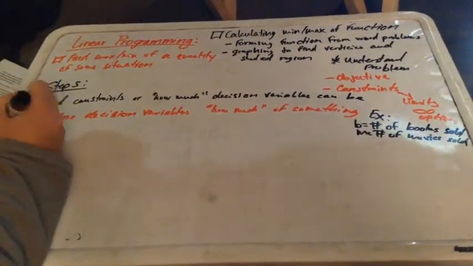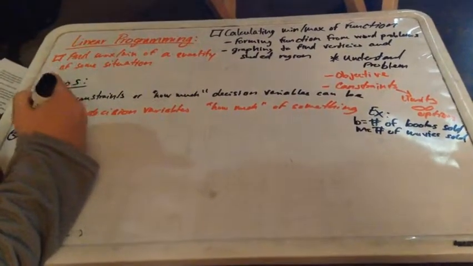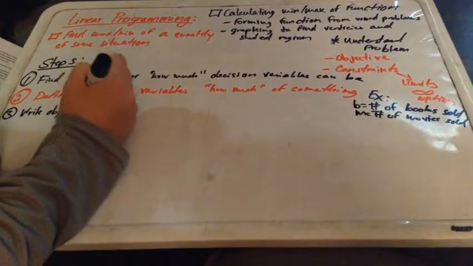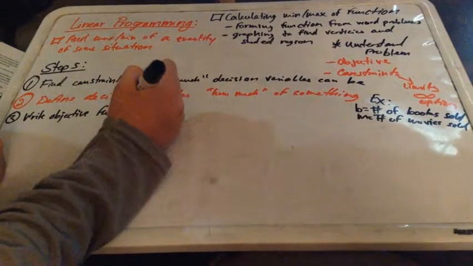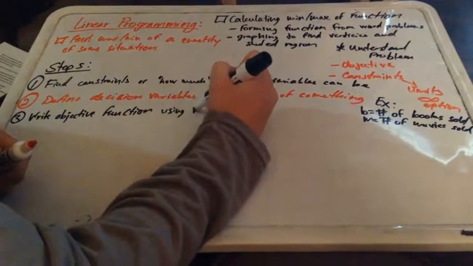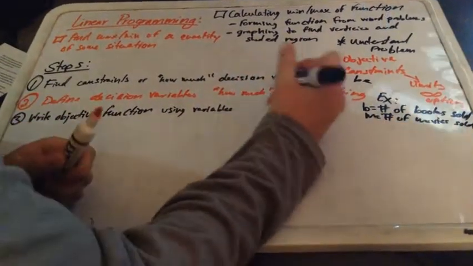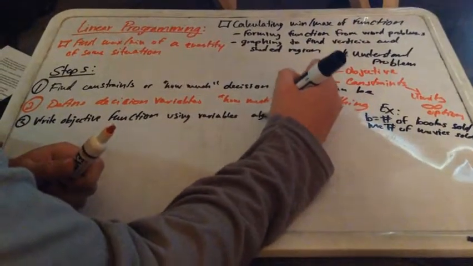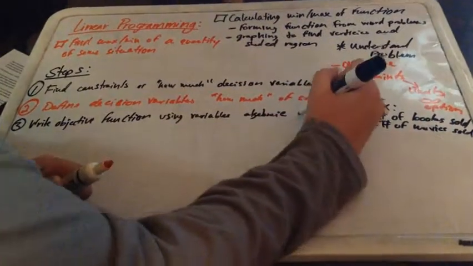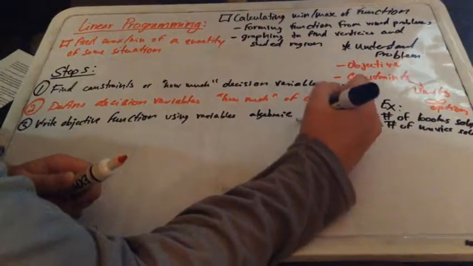So then step 3 is to write the objective function using the variables. And we want this to be algebraic so that it can minimize the amount.